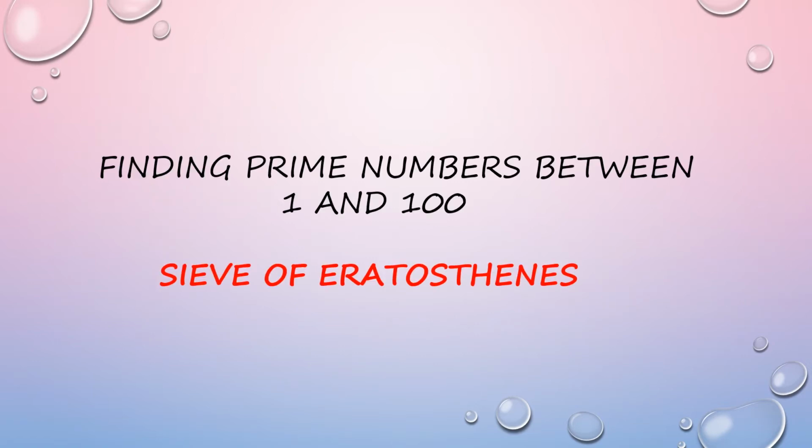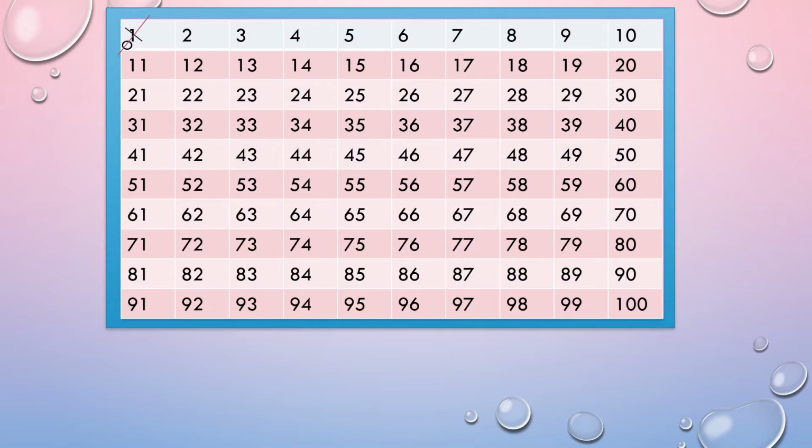Now we are going to find prime numbers between 1 and 100 using a special technique. We're going to use the Sieve of Eratosthenes. The Sieve of Eratosthenes will help us find prime numbers between 1 and 100. So the first thing we need to do is write down all natural numbers between 1 and 100. Write down all natural numbers starting from 1 up to 100. Now I have struck off 1 because 1 has only one factor as we saw.